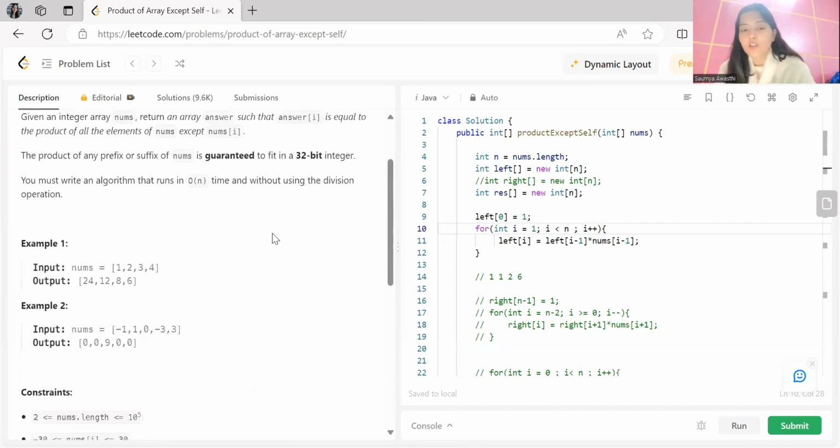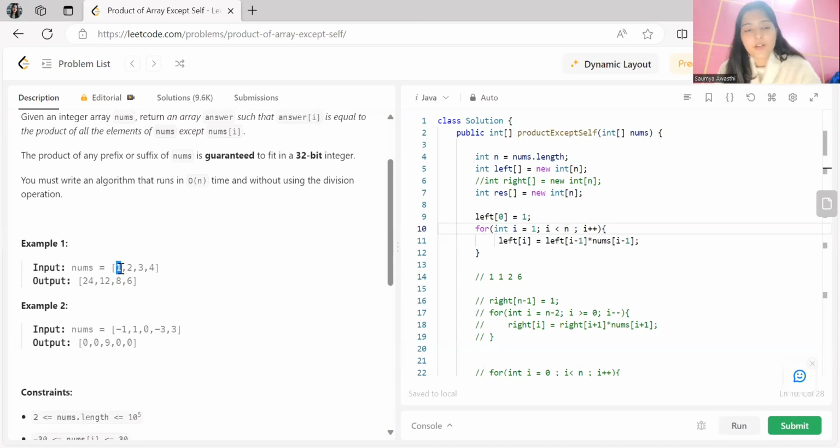Although here, if it was not mentioned that the division operation cannot be used, most of you would probably approach this problem in this way. What we can do is take our array, go through all the elements, and store the multiplication of all the elements in a variable. The complete array multiplication is stored in a specific element.